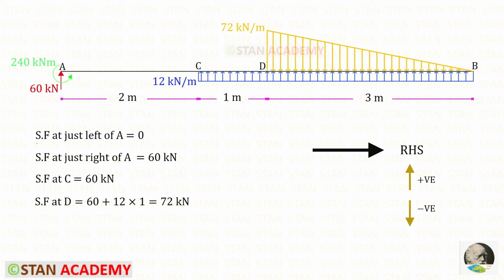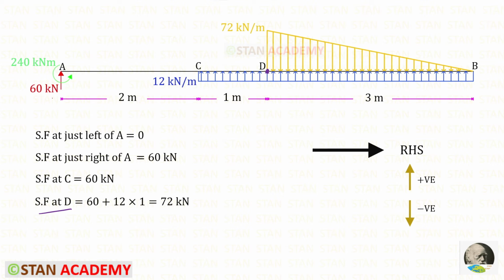Shear force at just left of A will be 0. Shear force at just right of A will be RA, which is acting upwards, so it will be positive. Let us find the shear force at C. Up to C, there is nothing except RA, so shear force at C also will be the same 60 kN. Let us find the shear force at D.